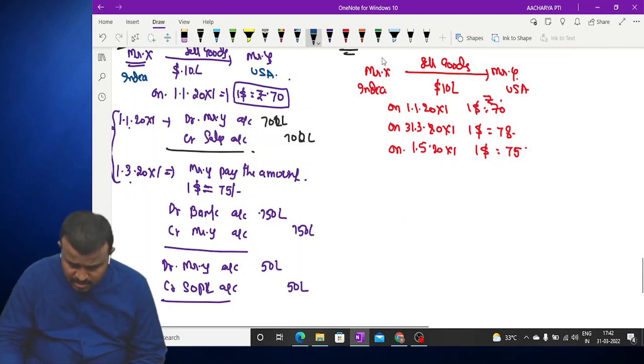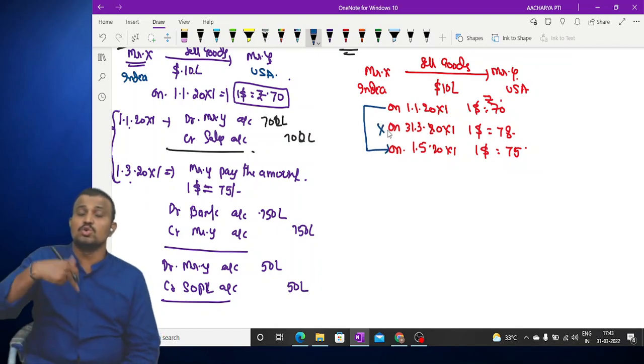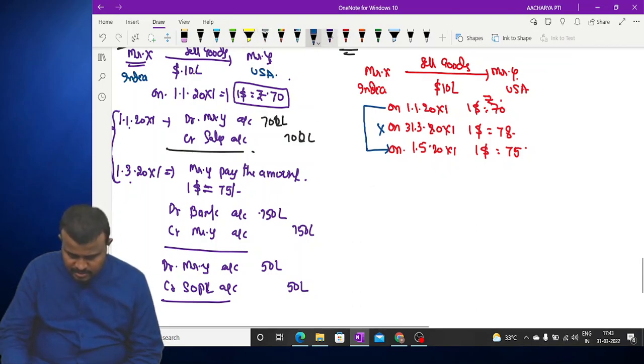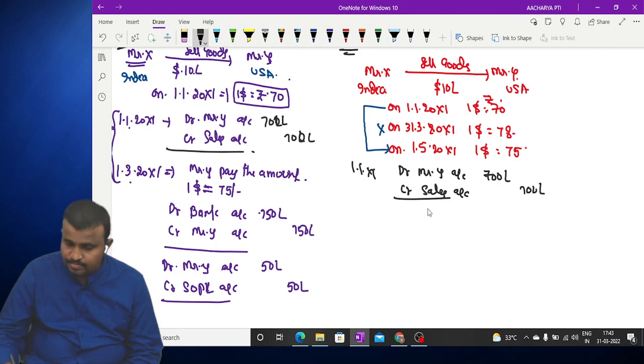Here, in between the date of transaction and the date of settlement, the date of closing the books of account, the date of financial statement, is there. In that case, first on the date of transaction, 1/1/20X1, he writes the journal entry: debit Mr. Y account, credit sales account, 700 lakhs.